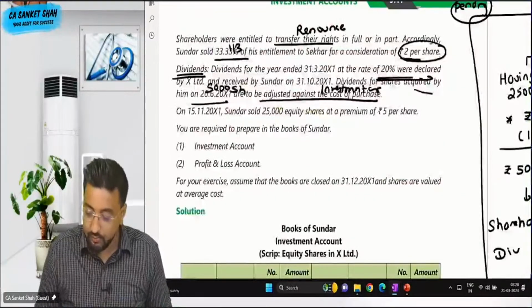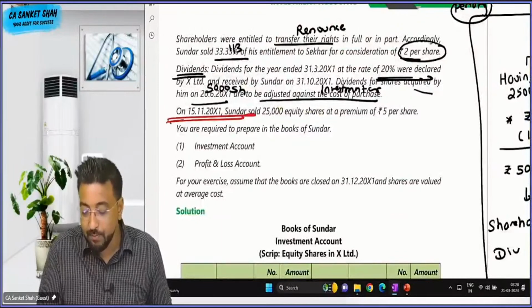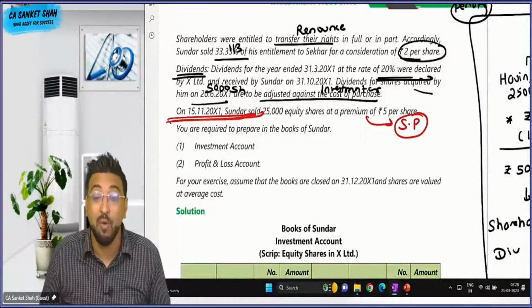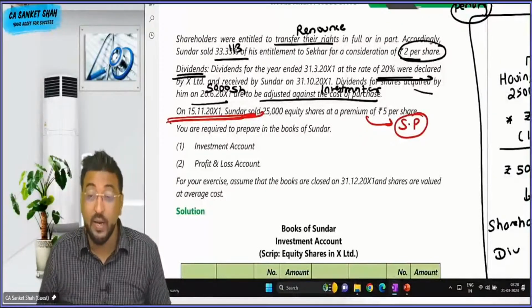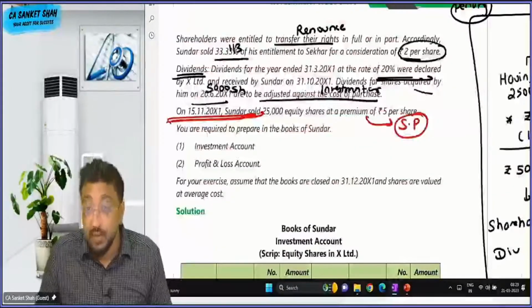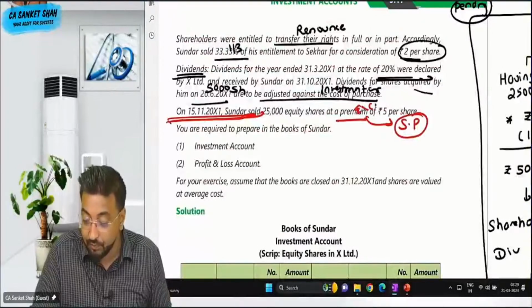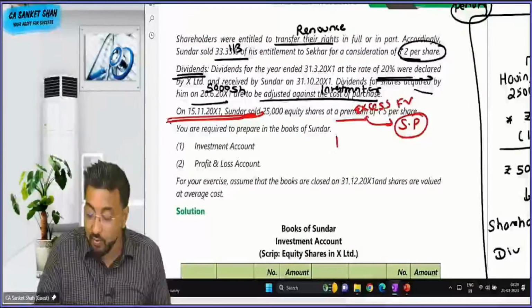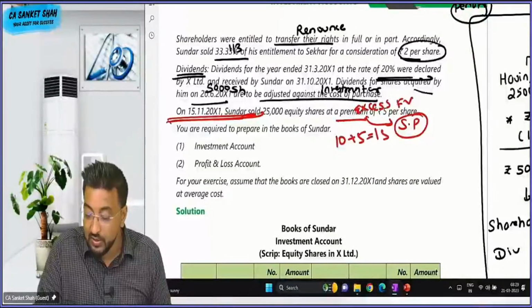Haan. Now Sundar sold on 15 November. Selling price. So now he sold. Now it's a time of calculation of profit. 25,000 shares are sold at a premium of 5 per share. Premium means excess amount. Excess amount over face value. So what is face value? Face value 10 plus 5. Your selling price will be 15.